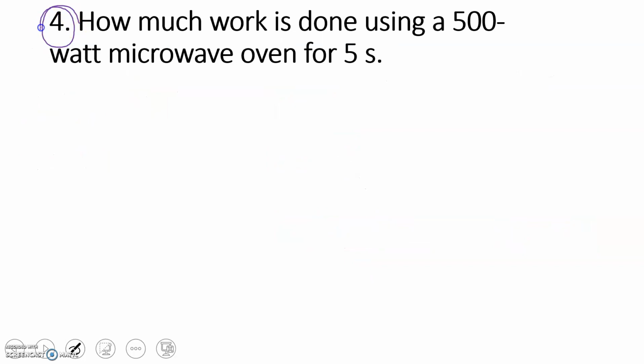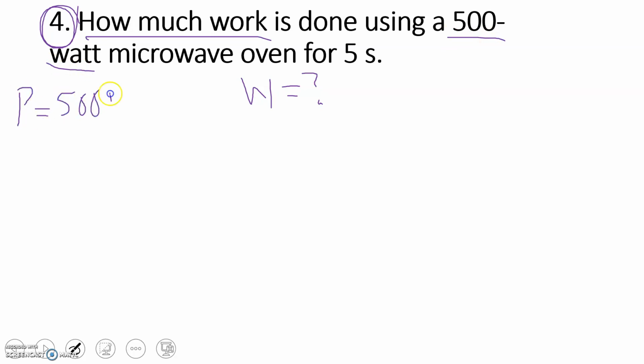All right, number 4. How much work? Ooh, we're going back to work. So now we have to calculate how much work was being done. And using a 500 watt, that's power. Power is measured in watts. So the power is 500 watts, a microwave oven for 5 seconds. So our time is 5 seconds.